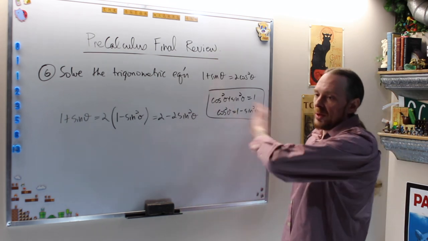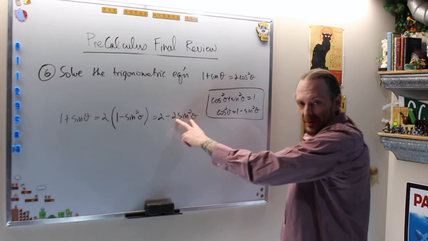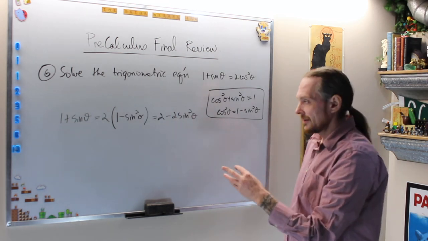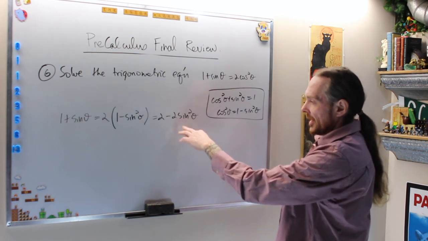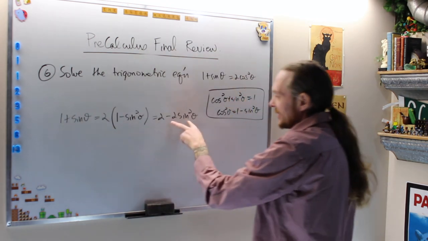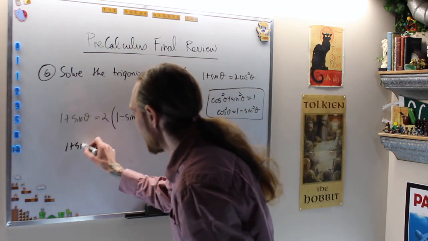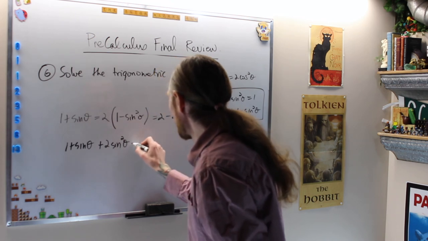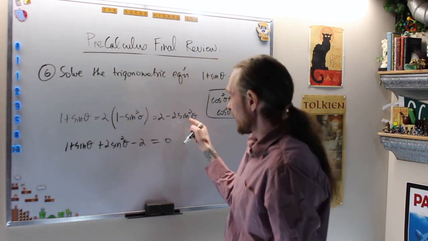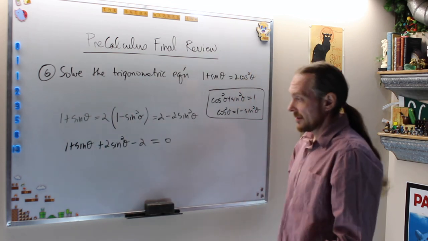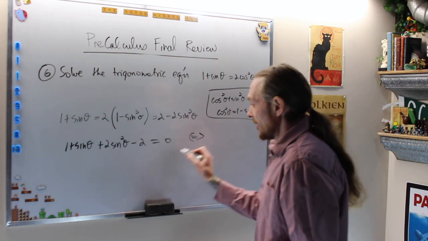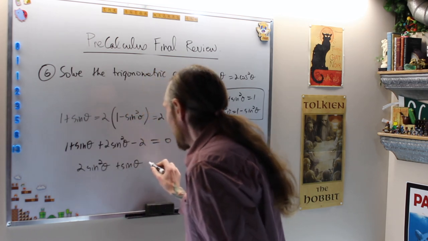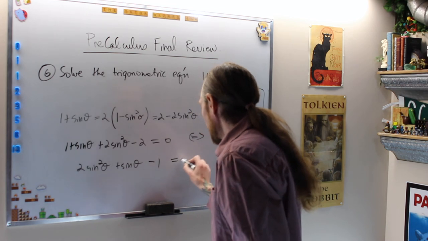What I'm going to do is move everything to one side, trying to keep the highest power positive, and then we're going to see if we can factor this and find the roots of this. Let me change that a little bit. So we have this equals this, 1 plus sine theta plus 2 sine squared theta minus 2 equals 0. I'm going to bring these ones to the other side. This one will become plus and this will become minus. What that gives me is 2 sine squared theta plus sine theta minus 1 equals 0.